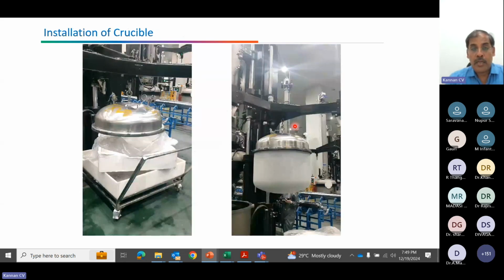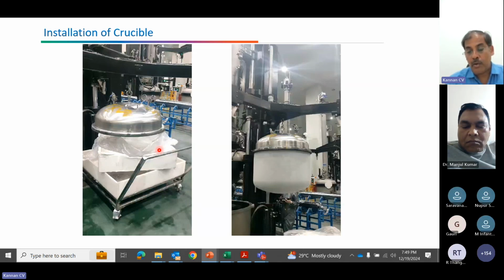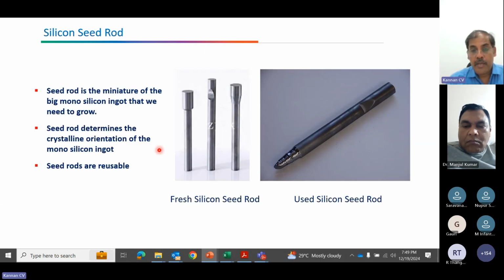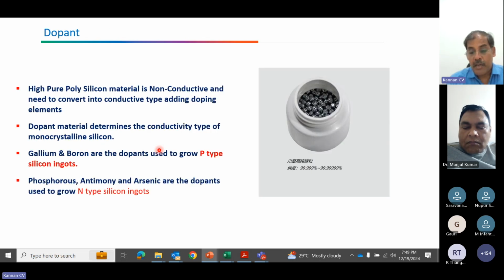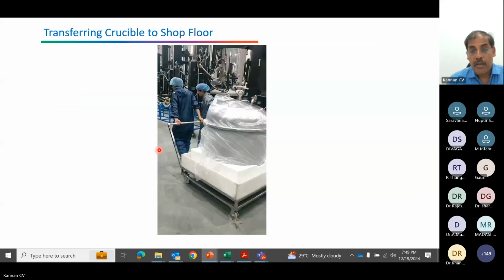So this is the crucible. Then we have to load this high quality polysilicon into the crucible. The amount may be 400 kg to 500 kg at a time. So we have to load this crucible in a proper way inside the furnace, right? And once you load it inside the furnace, then okay, maybe you can see.